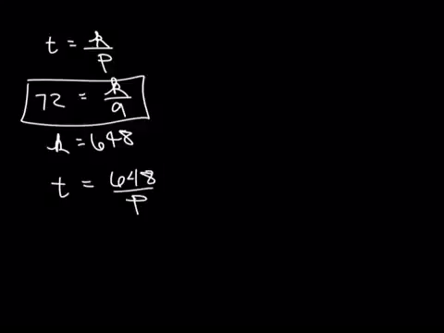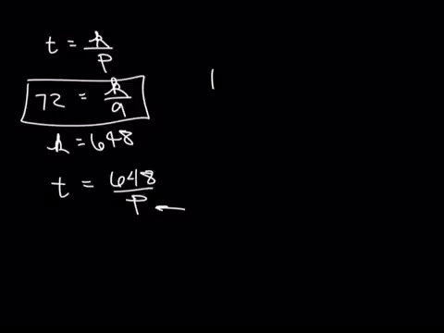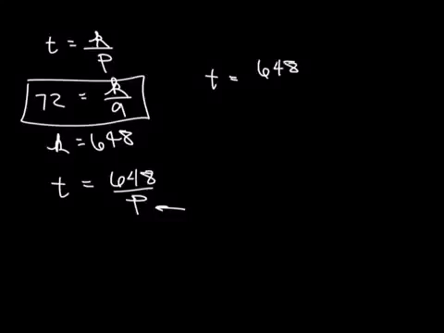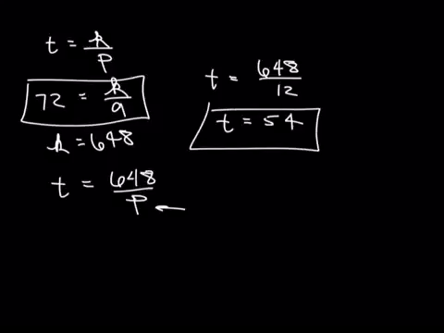Now we're going to find out specifically what they're interested in. How long will it take 12 people to complete the same job? So now what we're going to do is put a 12 in there. 648 over 12. And that gives me 54. So it'll take 54 hours for 12 people to do that job.